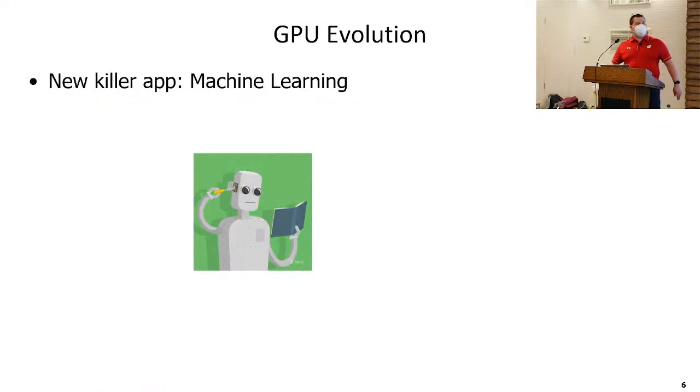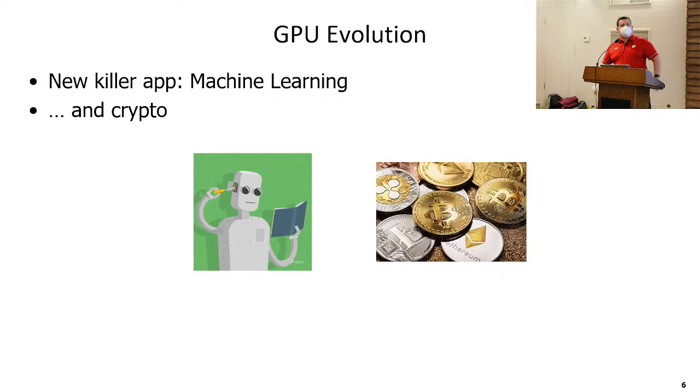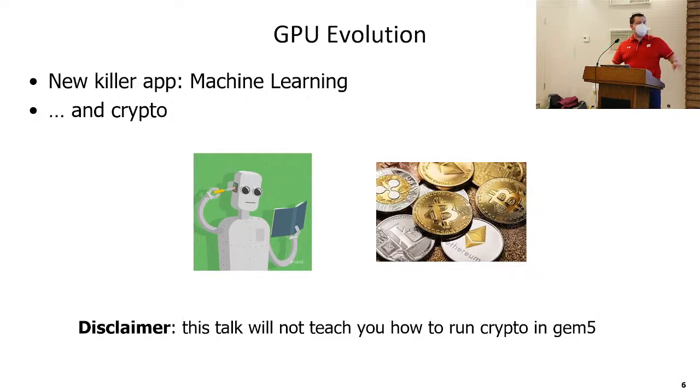The much more modern new killer app is machine learning, or depending on how crazy your favorite aunt or uncle might be, crypto. So just another disclaimer before we go further. I'm not going to teach you how to run crypto in Gem5. However, I will teach you how to run machine learning in Gem5. I will leave the crypto to the advanced expert user. But those are the kinds of algorithms that have been driving the complete scarcity and inability to purchase new GPUs in the past several years, as I know a few of you have been discussing.